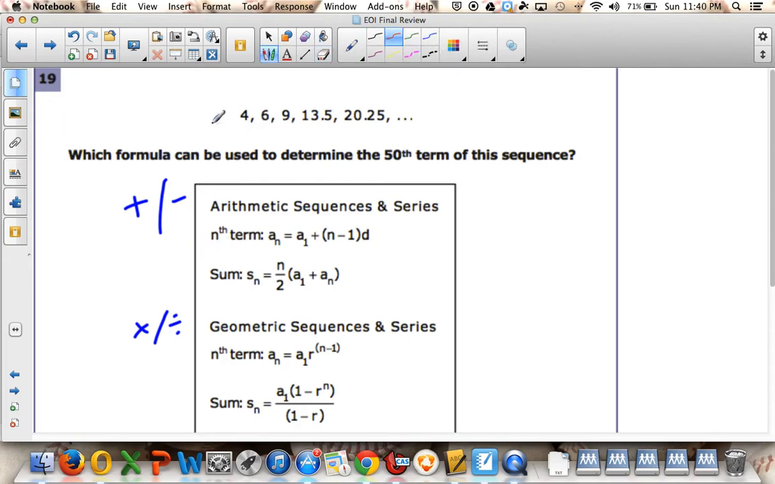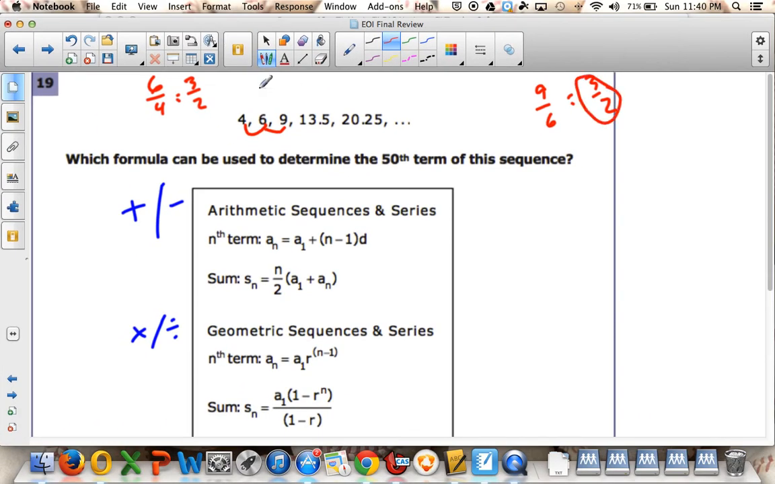Well, let's look at it being geometric. See if there's a common ratio here. Well, what about 6/4? Well, that reduces to 3/2. What about, how do I go from 6 to 9? Well, what if I divide 9 by 6? If I reduce it, I get 3/2. And if I just keep going through there, I end up getting 3/2. If I multiply 9 by 3/2, I get 13.5. If I multiply 13.5 by 3/2, I get 20.25. So therefore, it's geometric, not arithmetic.